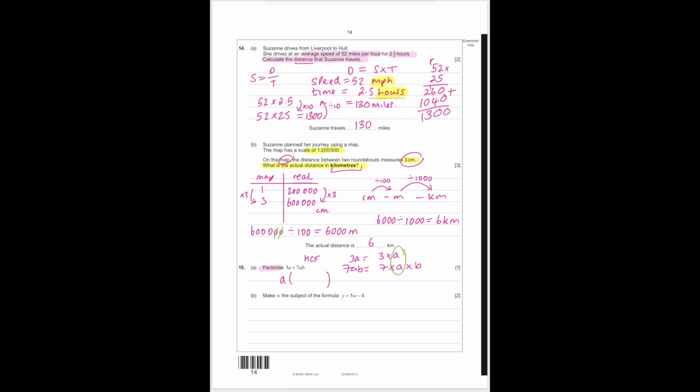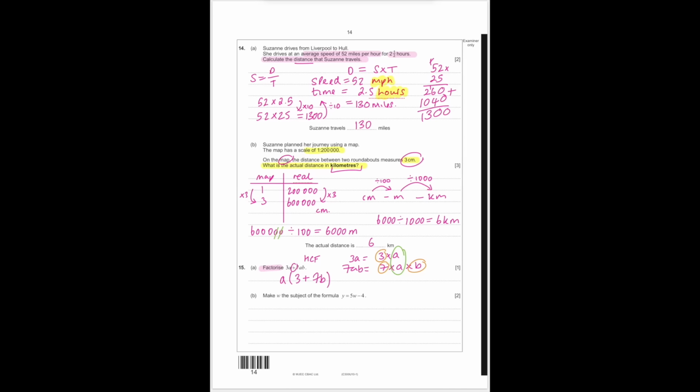So inside my bracket, where 3a would be, I'm going to put the 3 and then we are adding, because it's an add, what's left of the 7ab term, which is 7 times b, which is 7b. So you pull out the highest common factor and then put the remainder inside the bracket.